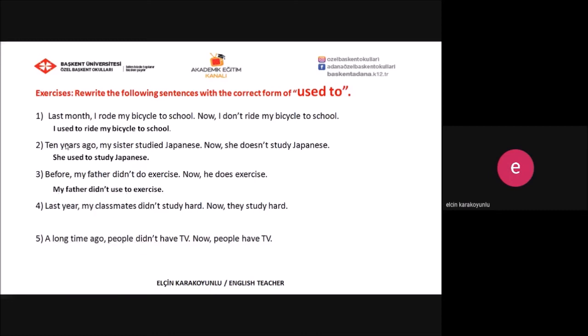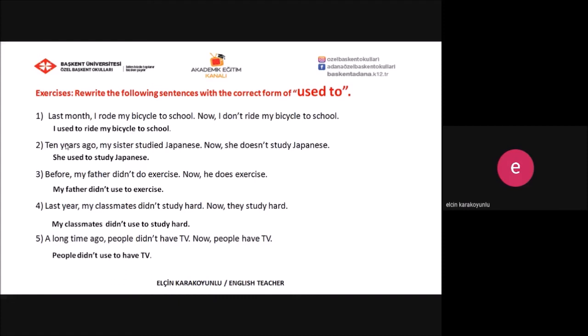Before, my father didn't do exercise. Now he does exercise. So we can say, my father didn't used to exercise. And question 4: last year my classmates didn't study hard. Now they study hard. So we can say, my classmates didn't used to study hard.